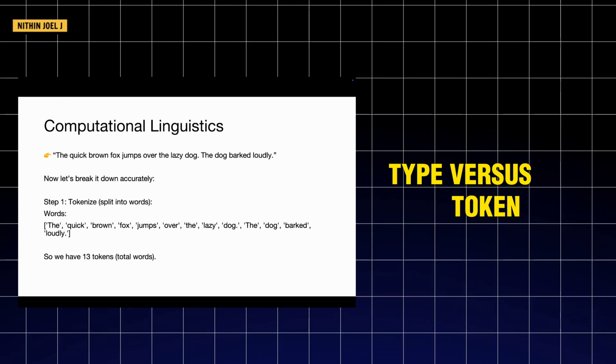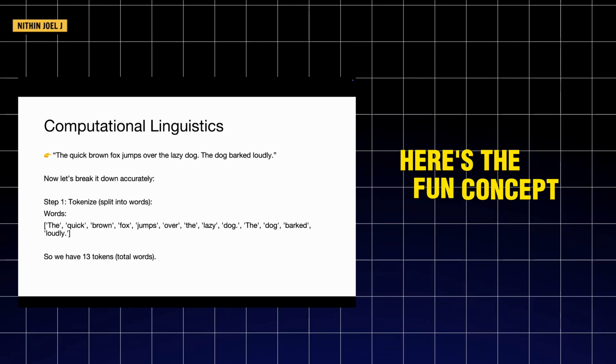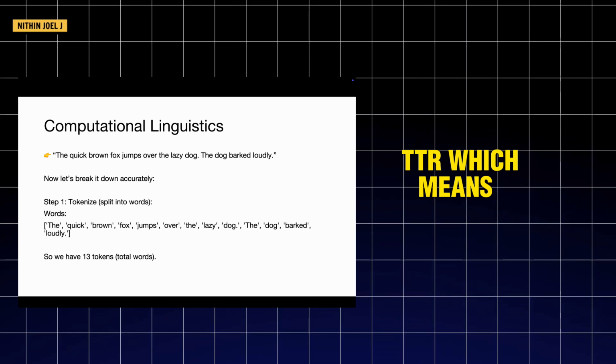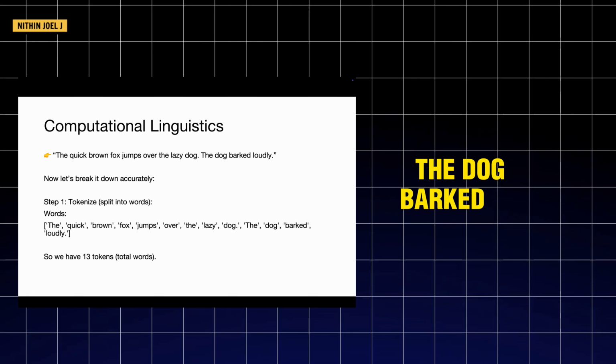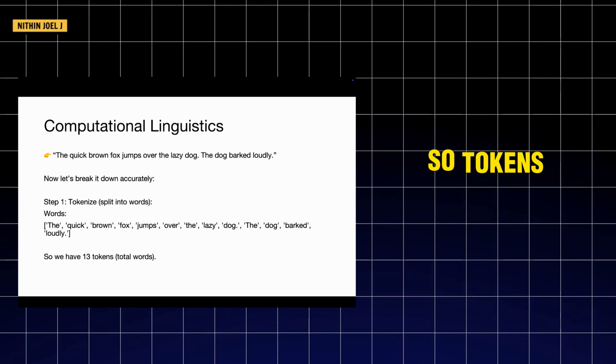Type versus token. Here's the fun concept, TTR, which means type-token ratio. Tokens are the total number of words, types are unique words. Let's consider the sentence: The quick brown fox jumps over the lazy dog. The dog barked loudly. So tokens, there are 13 total words, which are: the quick brown fox jumps over the lazy dog. The dog barked loudly.